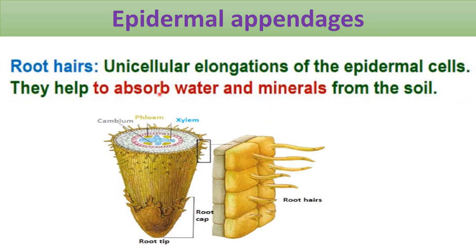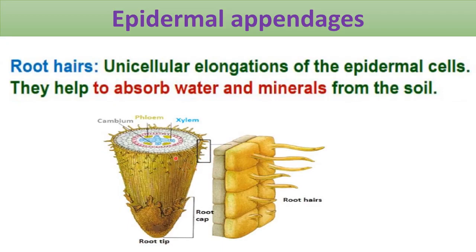They help to absorb water and minerals from the soil. So what is the function of root hairs? To absorb water and minerals from the soil. They increase the surface area to absorb the water and minerals from the soil. So this is the root. You can see here at the tip of the root, this part is the root cap, and in this zone of the root, these are root hairs.